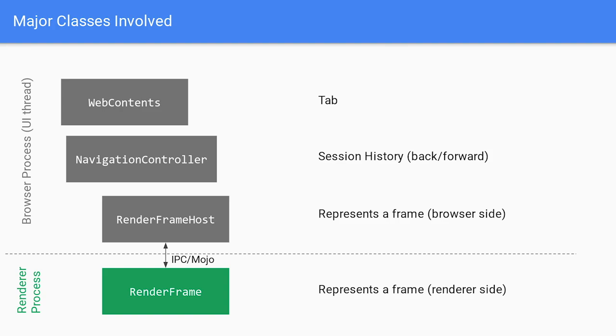Next, each navigation targets a particular frame, usually the main frame. And to represent frames, we use a browser-side object called a render frame host and a render-side object called render frame. And they talk over, as I mentioned, classic IPC or Mojo. And this kind of naming you'll actually find very common in Chrome, where you have a foo host object on the browser side and a foo object on the render side, and then they talk.